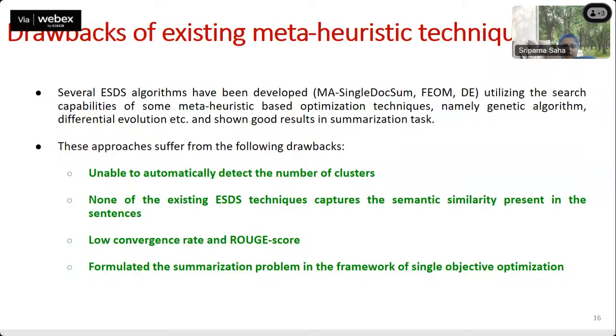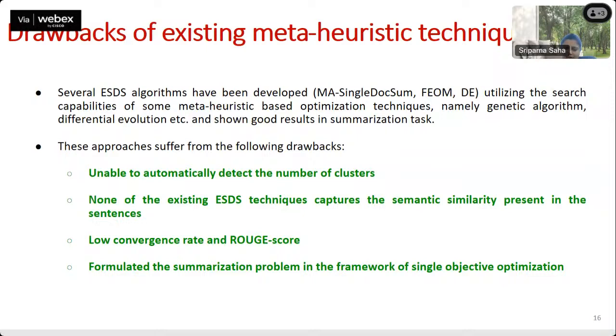The existing approaches suffer from the following drawbacks. When we are clustering the sentences, how many clusters are optimal is very difficult to determine. So the existing approaches are unable to determine the appropriate number of clusters.